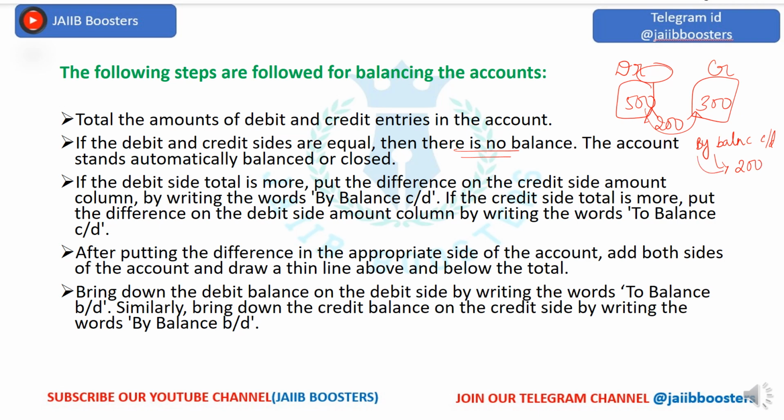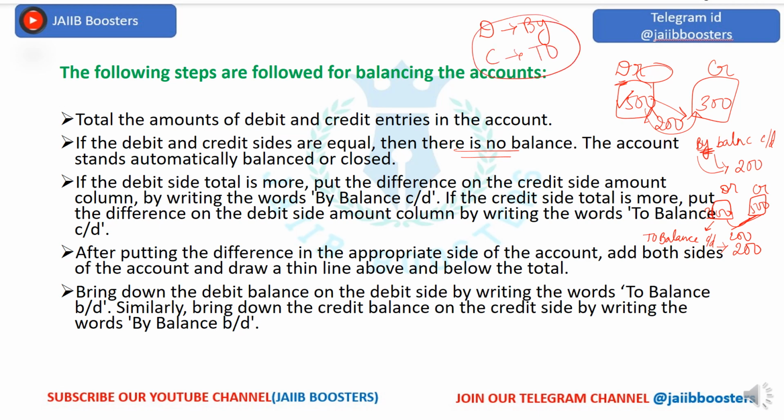If the credit side total is more, in the sense of the reverse, this is another example. If here it is 500 and here it is 300, there is a difference of 200. Here the credit side is more, right? So we have to put the difference on the debit side amount. Here on the debit side, what we have to put? To balance c/d. Means we are balancing the credit side by 200. So wherever is the highest amount, we have to write on the opposite side. If debit is more, then we have to write "by". If credit is more, we have to write "to".